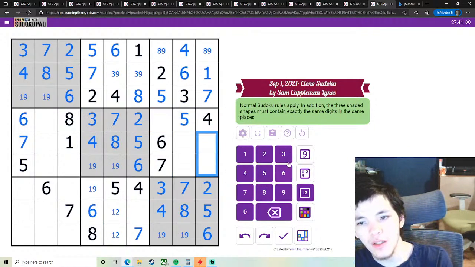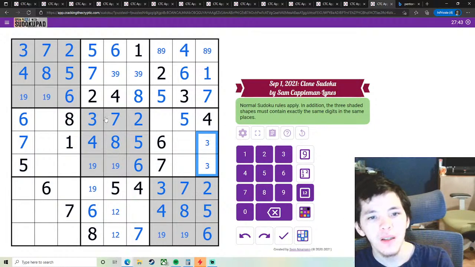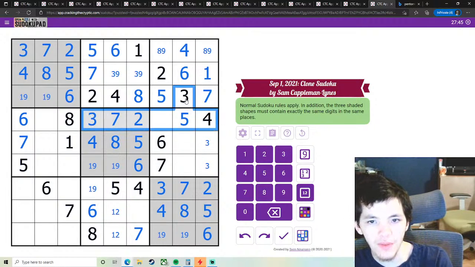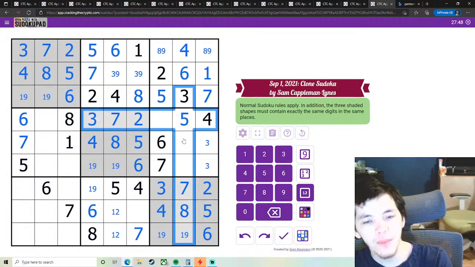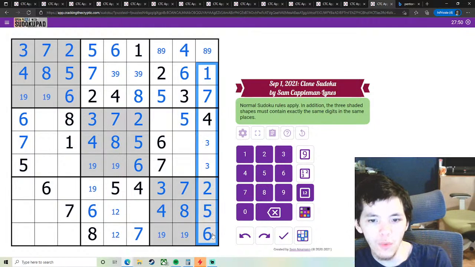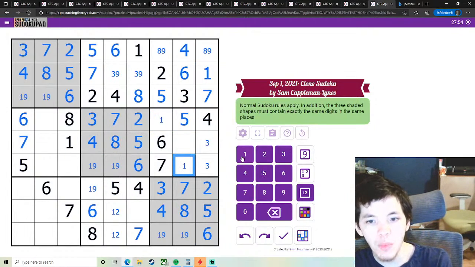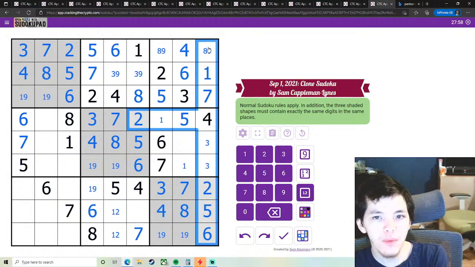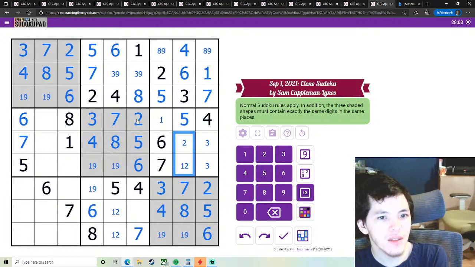This box looks really good to start on. 3s have to go in there, because this 3 cancels those out, and this 3 crosses those out. Where do the 1s go? In one of these 2 spots. That's not too bad. The 2s cross out here, so it's in one of these spots.